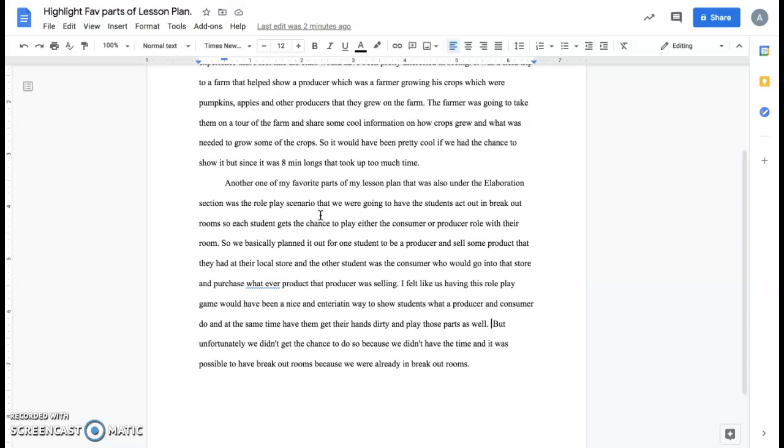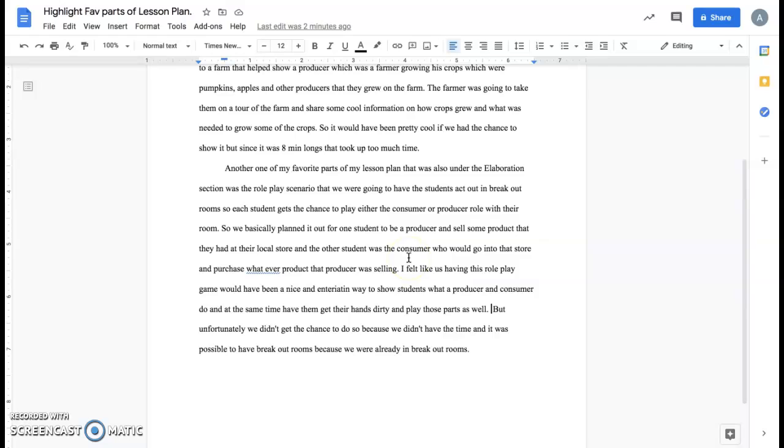But it did not work out that way because it wasn't really technically possible to go out into different breakout rooms because we were already in breakout rooms, and like the first one, it was also time consuming, so we didn't really have enough time to do that. So I felt like it would have been very important to have, because it's also a very important element to keep the students engaged and to have fun with it actually.